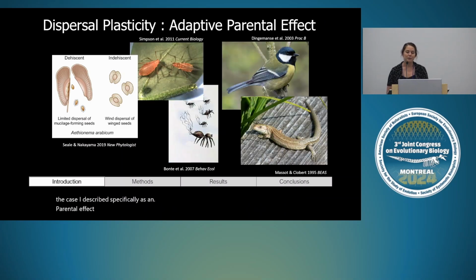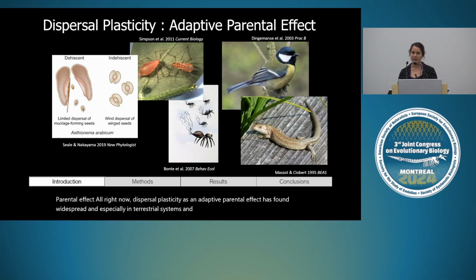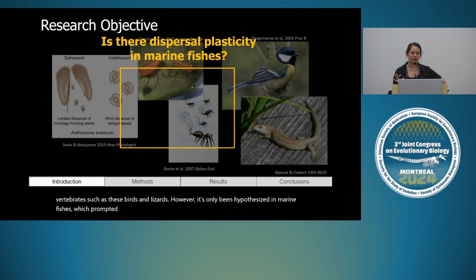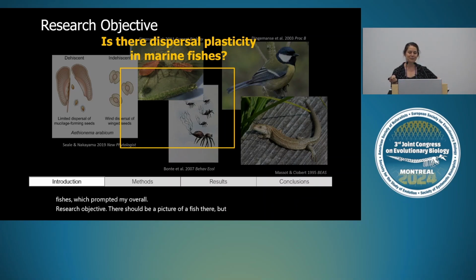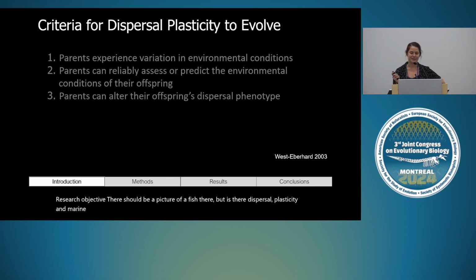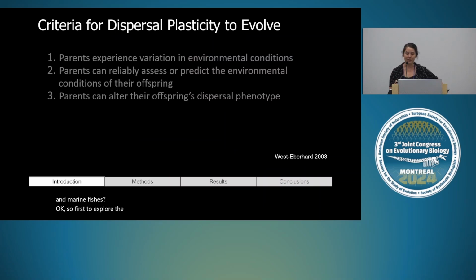Now, dispersal plasticity as an adaptive parental effect has been found widely, especially in terrestrial systems, in many plants and invertebrates, and even vertebrates such as these birds and lizards. However, it's only been hypothesized in marine fishes, which prompted my overall research objective. There should be a picture of a fish there, but is there dispersal plasticity in marine fishes? Okay, so first, to explore the possibility of dispersal plasticity in any system, we initially need to think about whether the conditions for it to evolve are met.